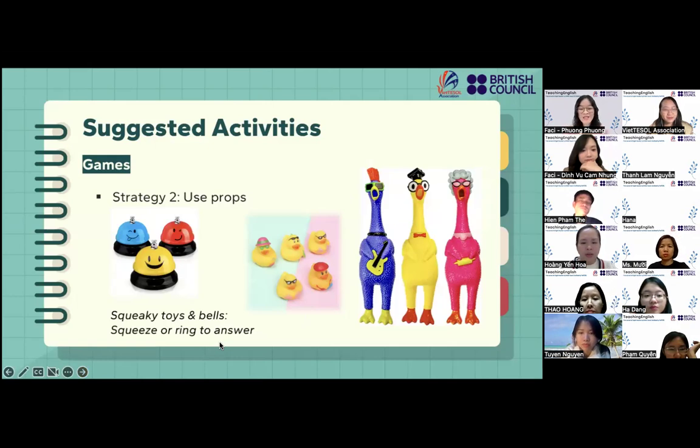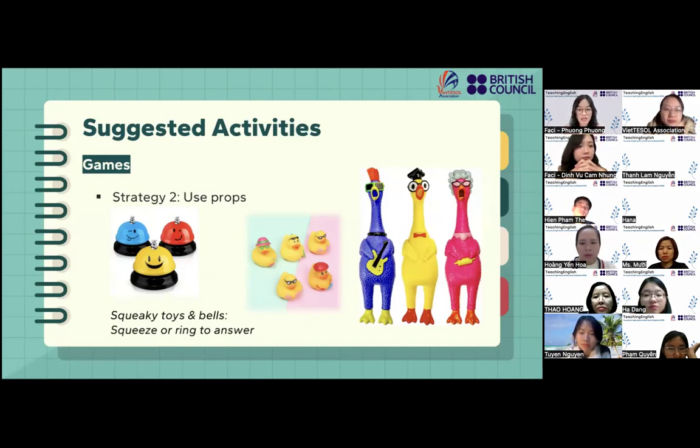And also this one. So instead of the traditional raising your hand to answer, you can have some bell, and the students can try to rush and ring the bell to get the right to answer. Or maybe they can have these funny squeaky toys, and they can squeeze the toy to get the right to answer. And these can also be used as rewards.